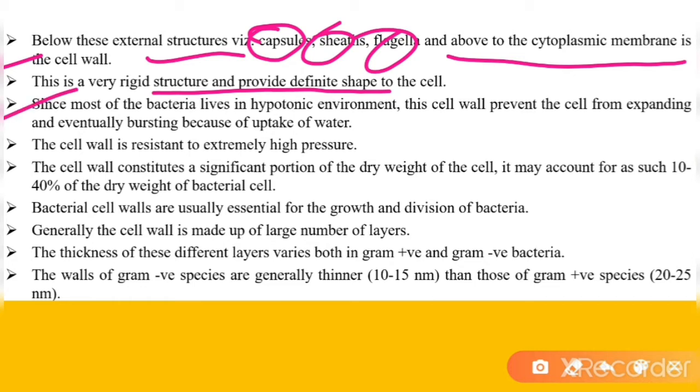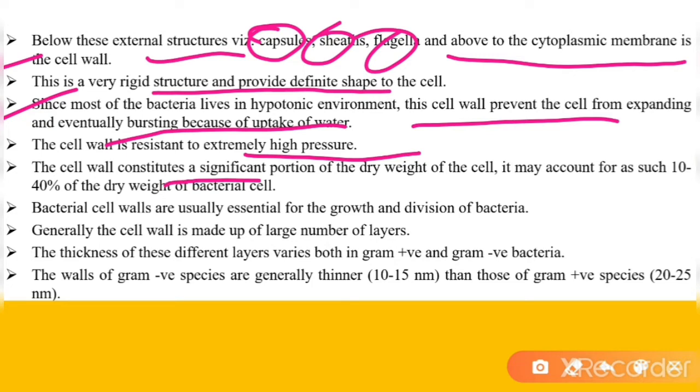Since most bacteria live in a hypotonic environment, the cell wall prevents the cell from expanding and eventually bursting because of uptake of water. The cell wall is resistant to extremely high pressure. It is the external structure of the cell, so it protects the cell from the external environment, for example high temperature, high pH and high pressure.